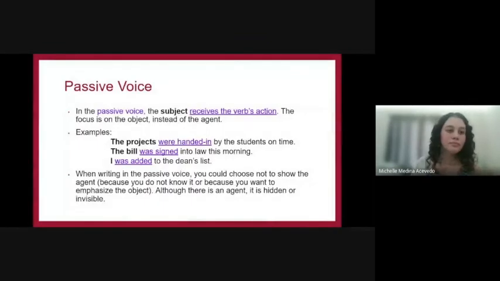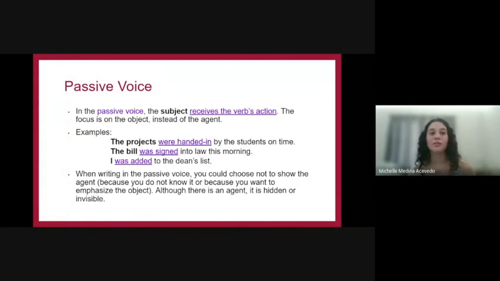Now, in the passive voice, the subject receives the verb's action. So the focus is on the object instead of the agent. So for example, the projects were handed in by the students on time. Who is handing in the projects? That's called the agent. And the students is now not the focal point. It's not the beginning of the sentence. It's at the end. What we are focusing on is the object, which is the projects. So the projects were handed in by the students.